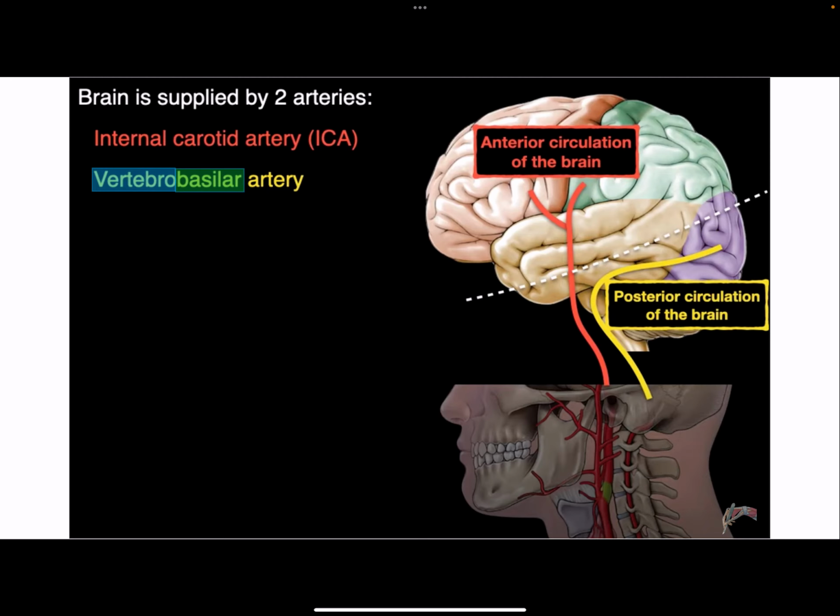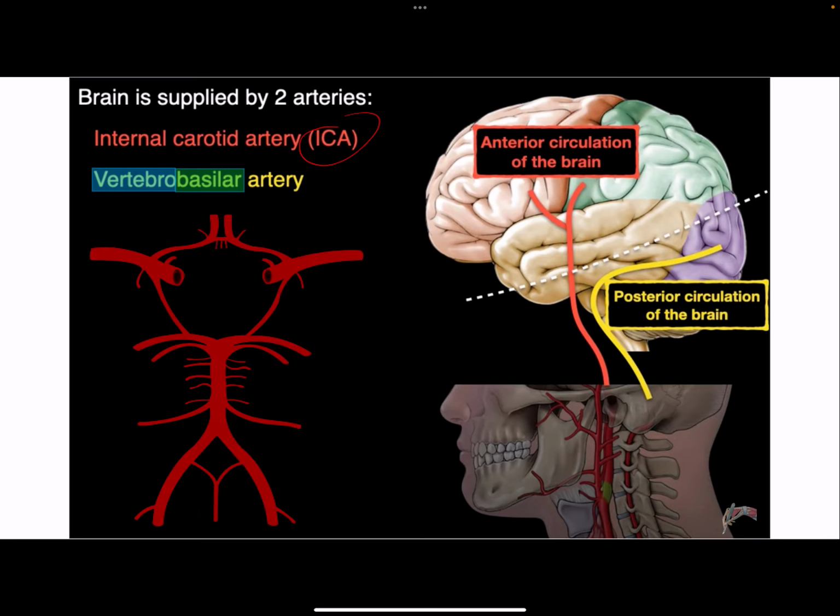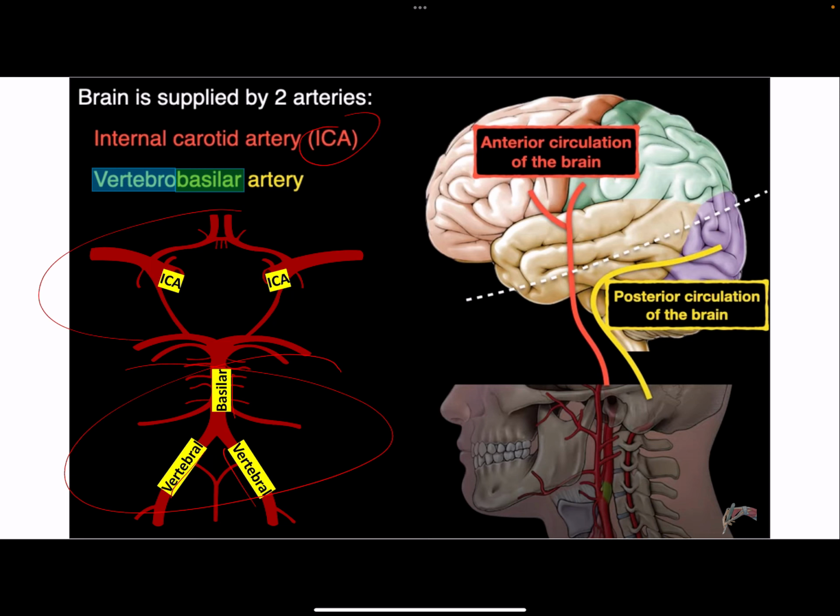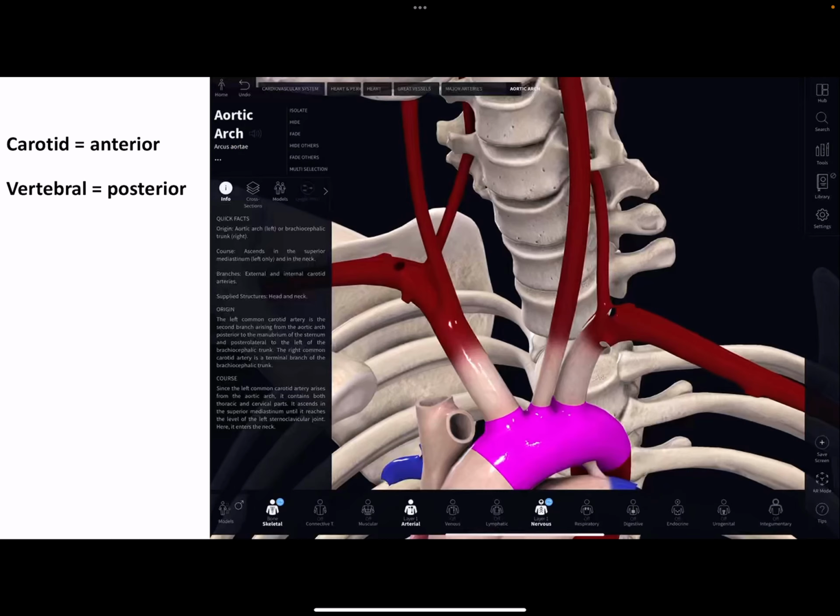So we have the anterior circulation of the brain with the ICA, and then we have the posterior circulation of the brain with the vertebrobasilar artery. This is what the whole picture is going to look like, and we're going to build up everything, and hopefully it all comes together. So here are the ICAs. The vertebral arteries are going to combine to the basilar. This is the posterior aspect, and this is the anterior aspect. So let's watch this fun little movie.